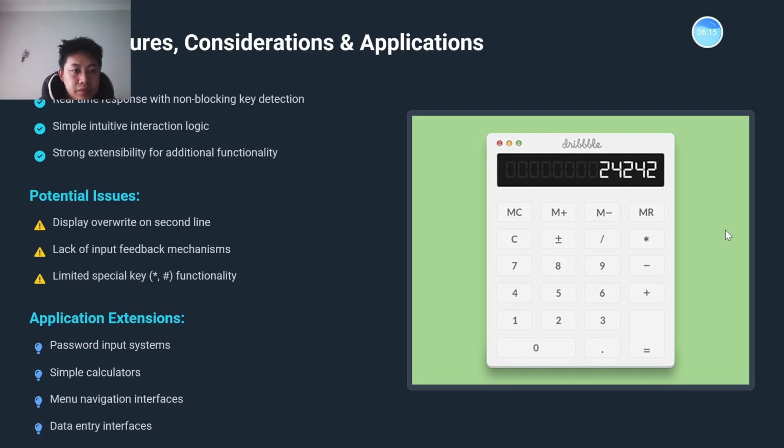Okay, so the features of this code are real-time response with no blocking, key detection and simple interaction logic, and strong extensibility for additional functions. The issues may be display overwrite on second line, lack of input feedback, no memory, and limited special key functionality.